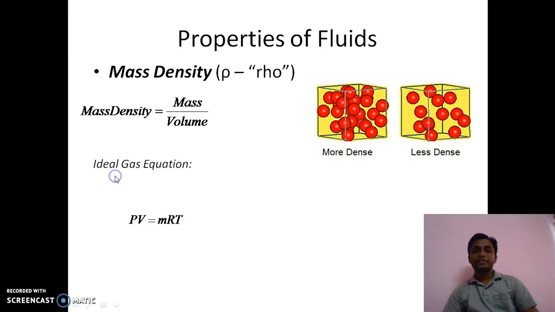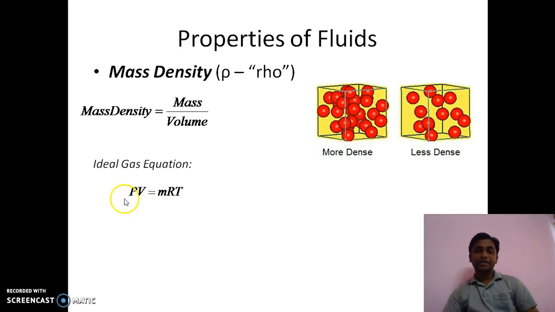So we know the ideal gas equation. PV is equal to mRT, it's the ideal gas equation. This R is a specific gas constant. It's known as specific because it is a gas constant for a specific mass of gas we are considering. So P is pressure, V is volume, m is mass, R is the specific gas constant, and T is the temperature. And this constitutive equation is known as the ideal gas equation.